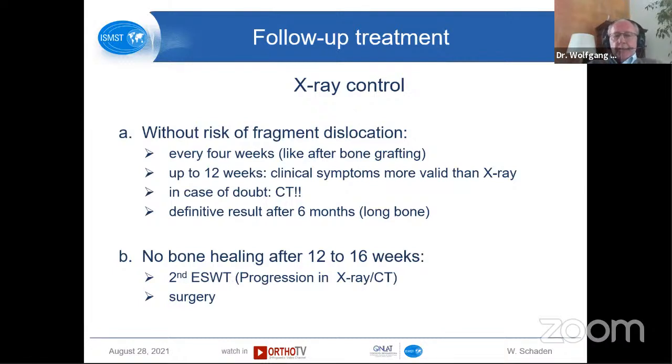And usually we have the definitive result after 6 months. If we don't see a convincing result after 12 to 16 weeks, but we see an improvement, we also think about a second shockwave therapy.